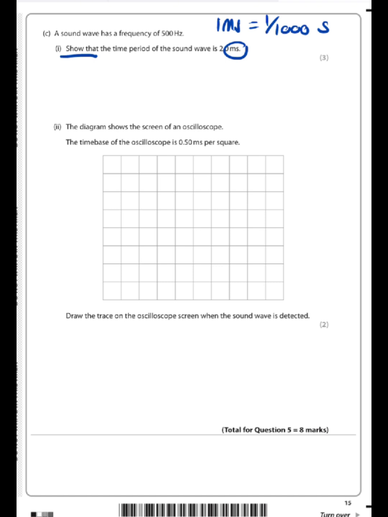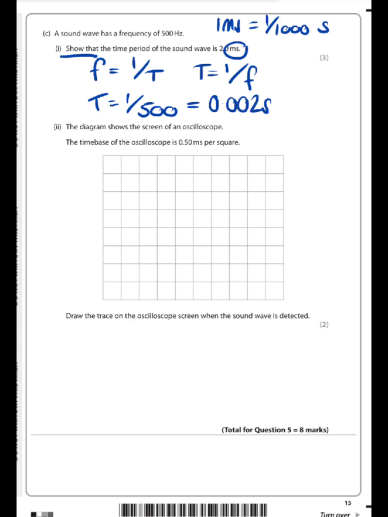So we go to our formula sheet and we find the relationship between frequency and time period, and that is that the frequency is 1 over the time period. So if we then rearrange that, we can see that time period is 1 over frequency. If we plug that in, we then have our time period is 1 divided by 500, and that gives us a value of 0.002 seconds. But we are asked to give it in milliseconds, and as we can see, because 1 millisecond is 1,000th of a second, then 0.002 seconds is equal to 2 milliseconds.